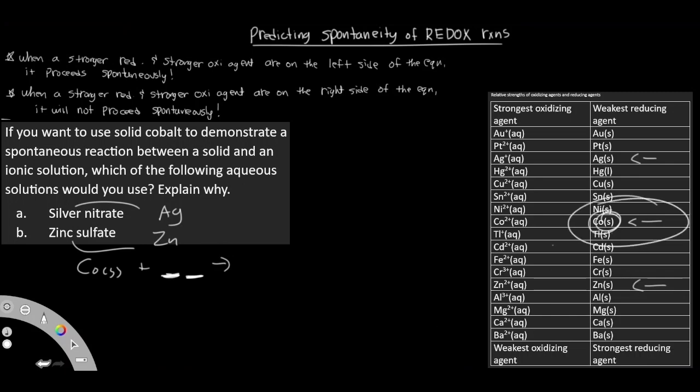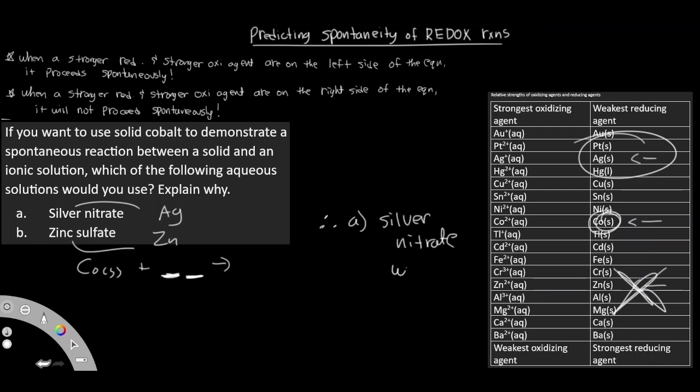So the Co must be stronger. The Co is stronger than the Ag, but it is not stronger than the Zn, so we cannot use the Zn. We obviously have to use the Ag. So this would be the answer that we've got to use. Therefore, A, the silver nitrate, will be the one to use.